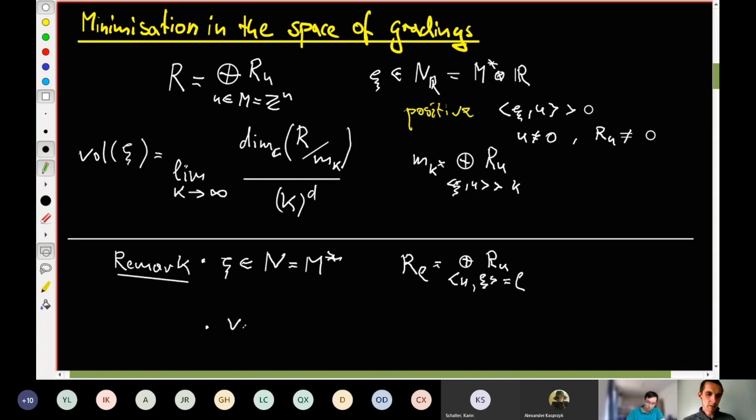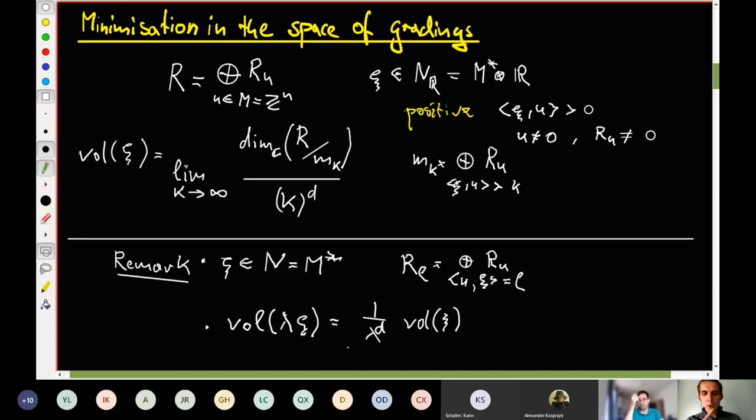What happens if we are going to rescale such a vector? So let's say I take lambda times some xi. What happens to the volume under such a rescaling? And if you look at the definition, it's not too hard to see that the volume gets rescaled by a factor which looks like 1 over lambda to the d, where d is again the Krull dimension of the ring.